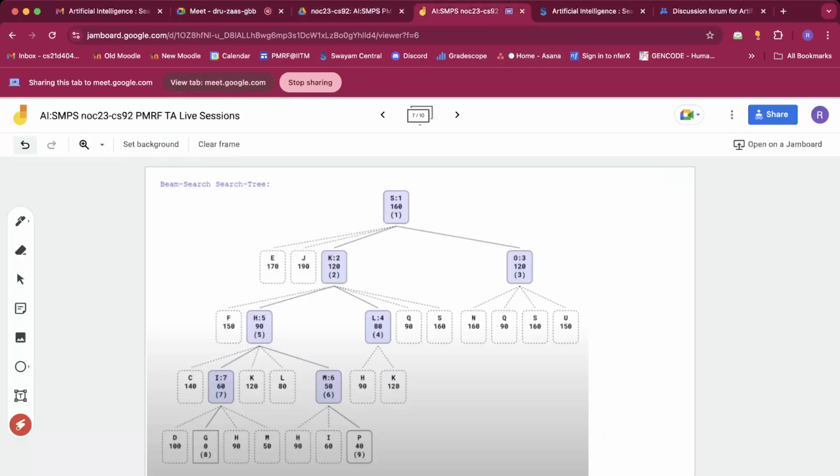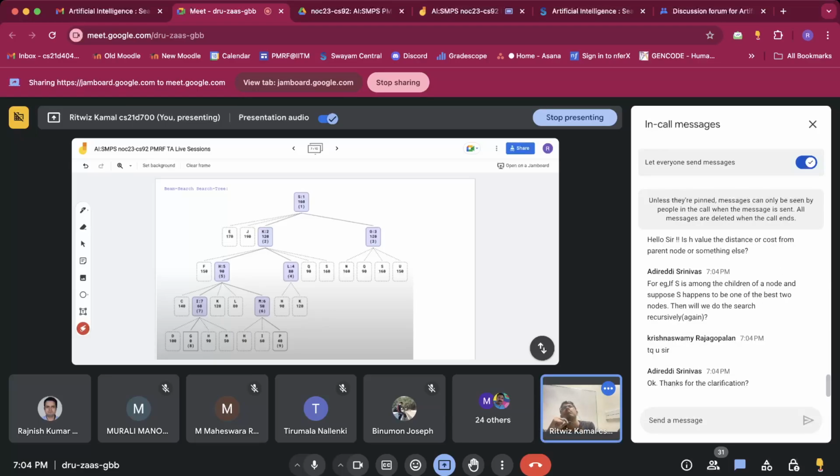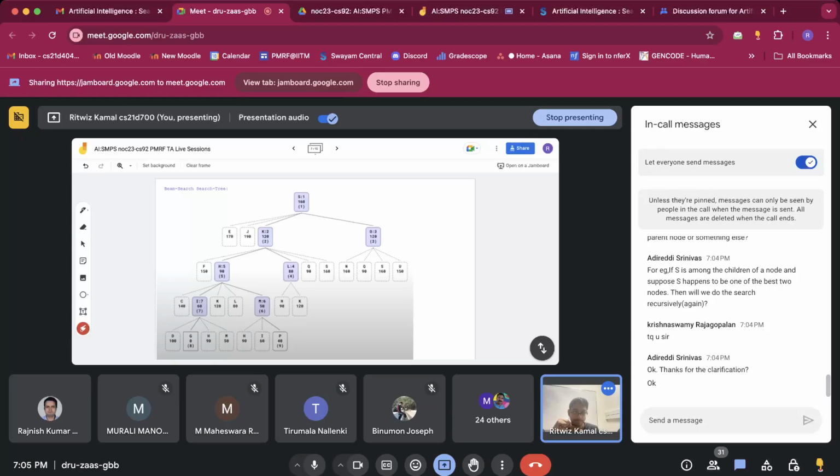Sorry, I get your question now. So you mean to say if suppose this S had a smaller heuristic value, then would we go recursively about it? Yes, in that case we will do that. But I think that situation is not expected to happen very often, I would say. Yeah, thanks for your question.